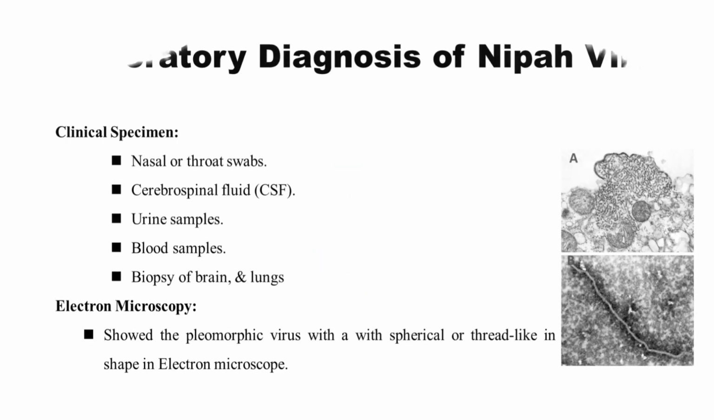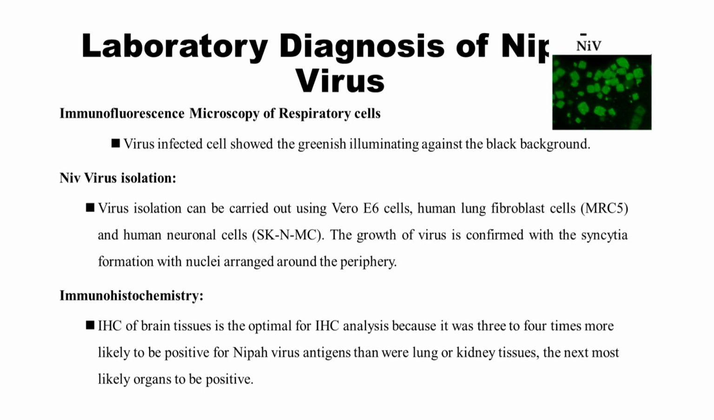Let's discuss the laboratory diagnosis of Nipah virus. Several clinical specimens such as nasal or throat swabs, cerebrospinal fluid, CSF, urine samples, blood samples, and biopsy of brain and lungs can be taken for diagnosis. When the virus is focused on electron microscopes, virus particles appear either spherical or thread-like in shape. Now let's discuss how the virus can be grown in the laboratory. Nipah virus can be cultured in Vero E6 cells, human lung fibroblast cells, MRC5, and human neuronal cells, SKNMC. Growth of the virus in these cells results in syncytia formation with nuclei arranged around the periphery.